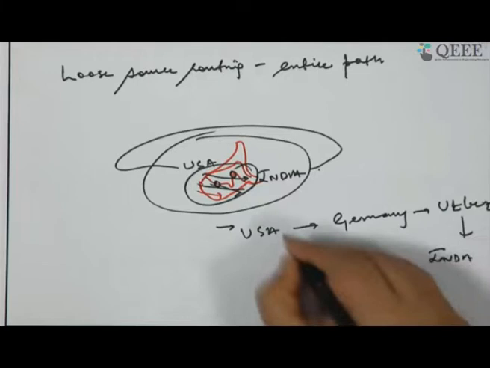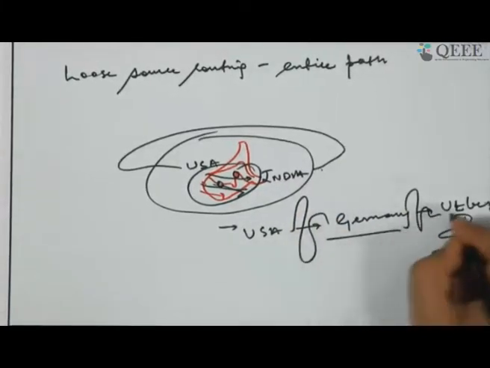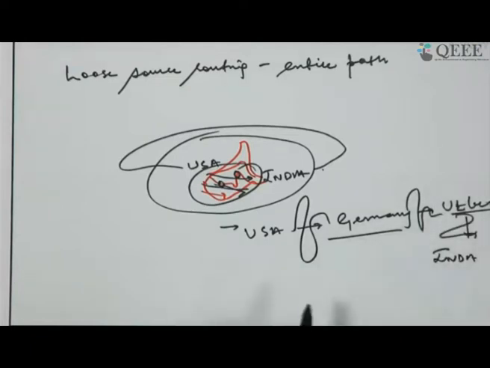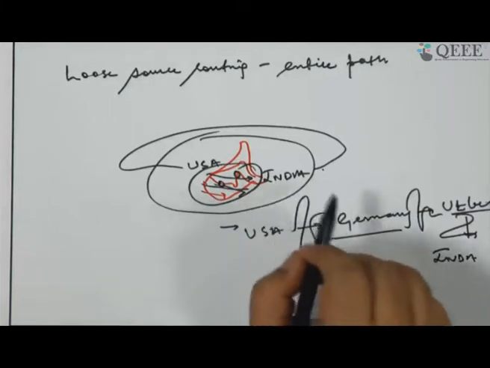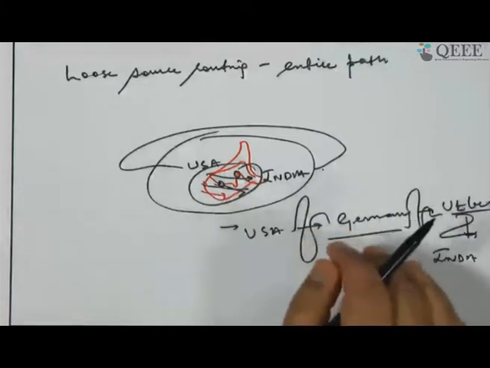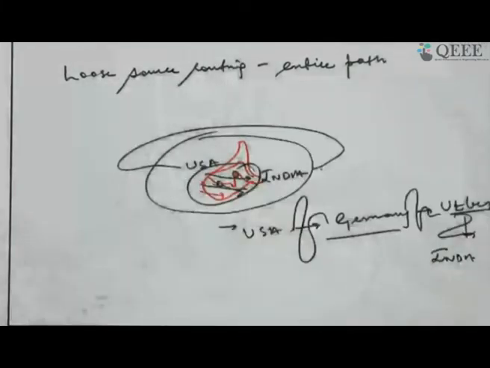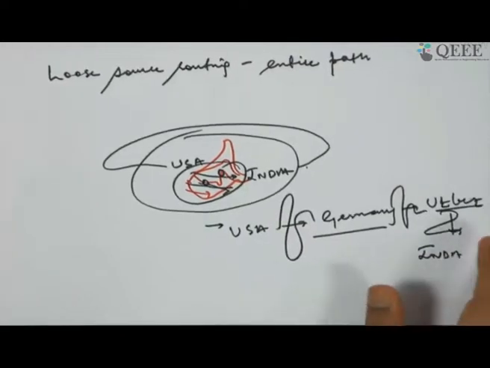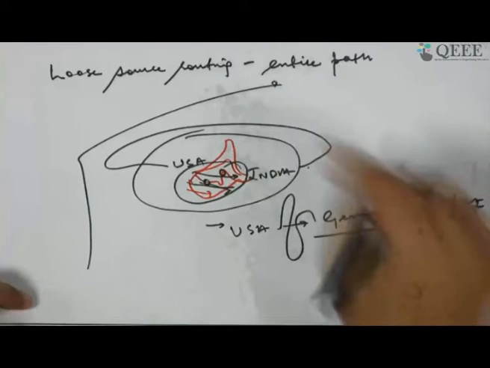In between, it can go any way, but as soon as you have mentioned Germany and Uzbekistan, then it has to go, in all probability, from right to left. It cannot go the other way around. So that is what is called strict source routing. I guess this is clear.